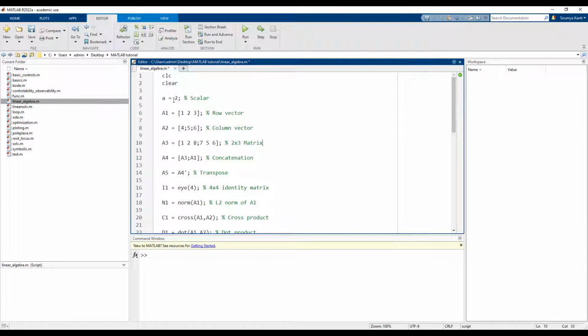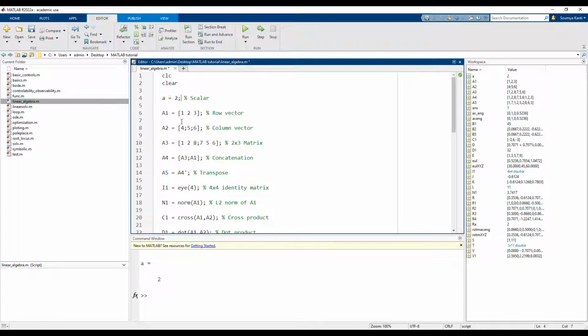Okay, so the basic thing is a scalar. Like this is 2. If I run it, you can see the value is 2. Now if I come to vectors, there are two types. It can be either a row vector or a column vector. The row vector is in this form.